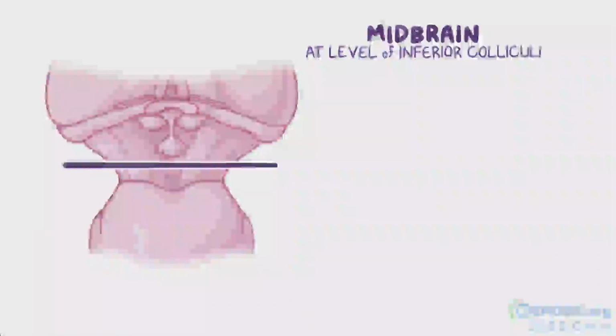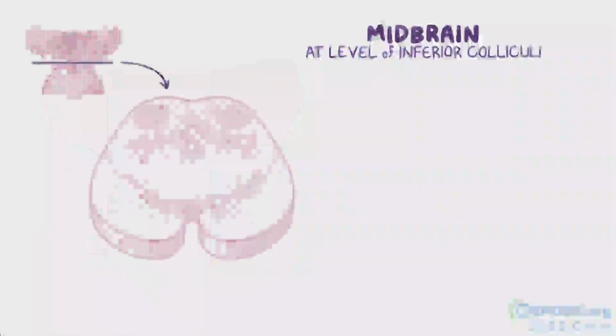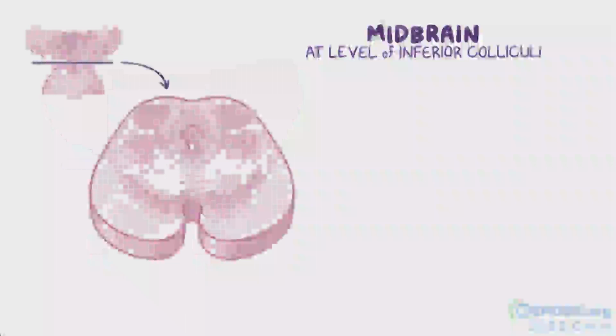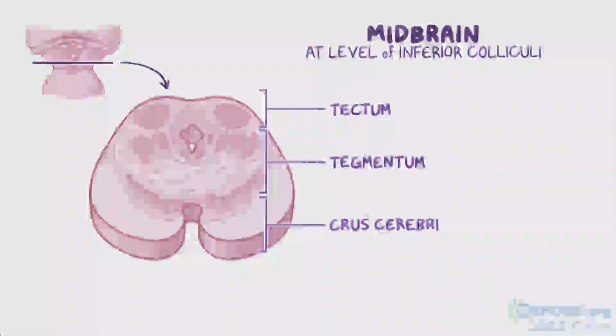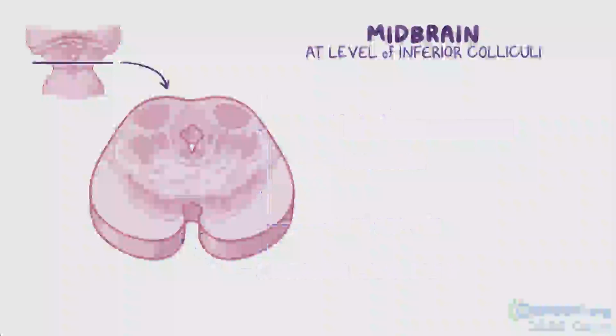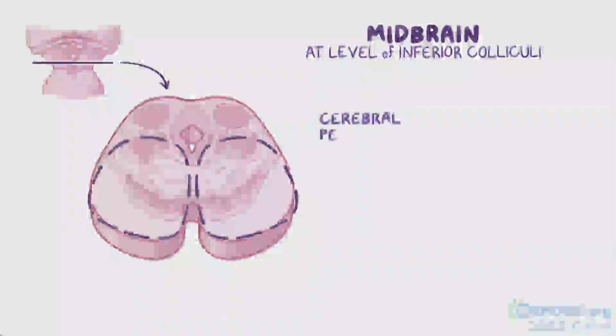Let's make a transverse section through the midbrain at the level of the inferior colliculi. First, regarding its general organization, the midbrain can be divided into three main parts: the tectum, tegmentum, and crus cerebri. The tectum contains both the superior and inferior colliculi and is located dorsal to the cerebral aqueduct, while the tegmentum lies ventrally. From the ventrolateral side of the tegmentum, the crus cerebri expand and are separated medially by the interpeduncular fossa. The crus cerebri, together with the respective half of the tegmentum, are referred to collectively as the cerebral peduncle.